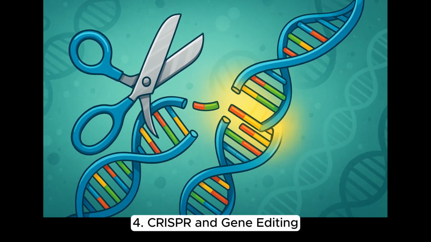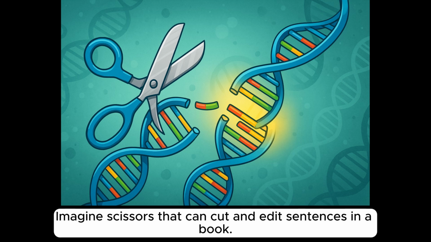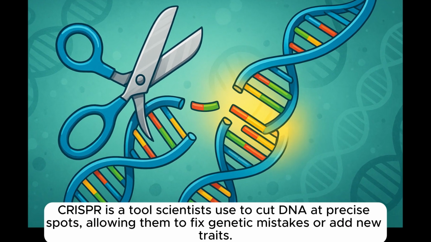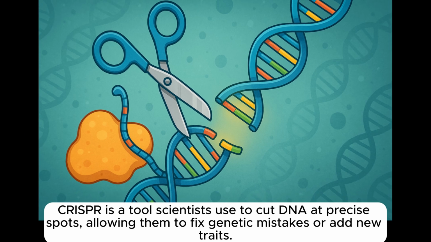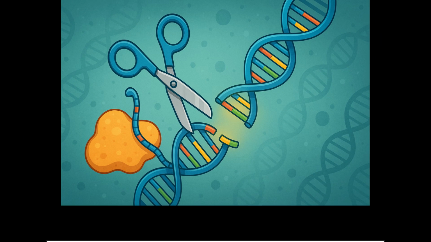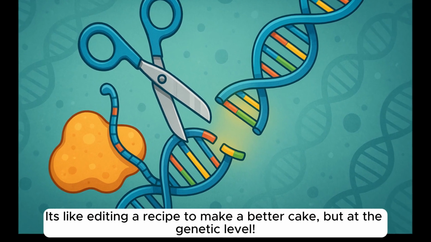4. CRISPR and Gene Editing. Imagine scissors that can cut and edit sentences in a book. CRISPR is a tool scientists use to cut DNA at precise spots, allowing them to fix genetic mistakes or add new traits. It's like editing a recipe to make a better cake, but at the genetic level.